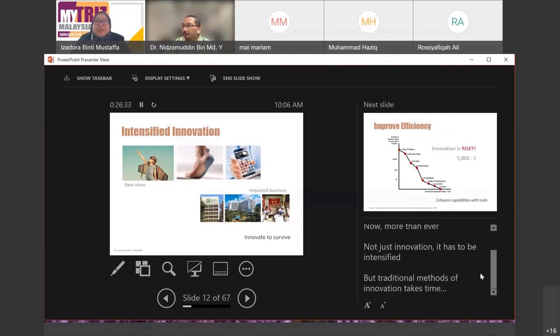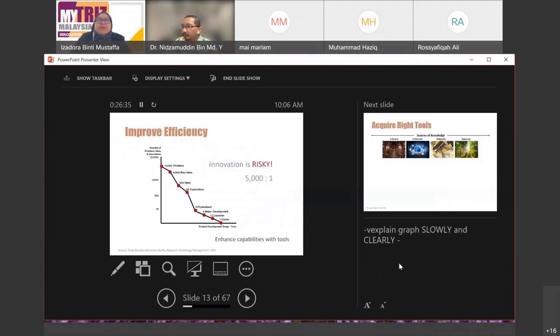So with traditional methods, you have to improve. You have a number of problems and ideas and innovations. When you are working on a product, obviously, you will have a lot of ideas.